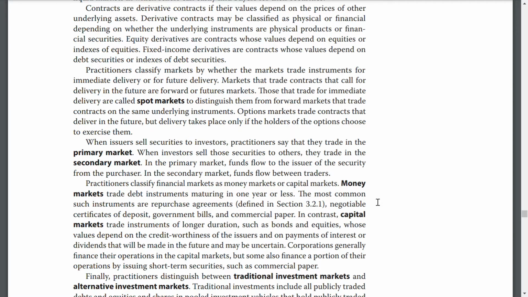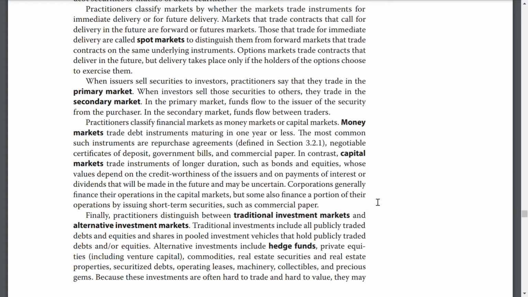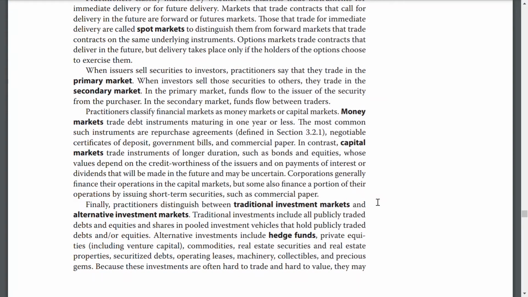When issuers sell securities to investors, practitioners say that they trade in the primary market. When investors sell securities to others, the trade is in the secondary market. In the primary market, funds flow to the issuer of the security from the purchaser. In the secondary market, funds flow between traders.